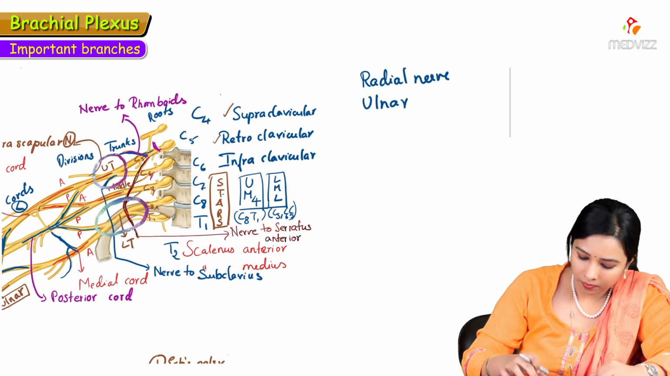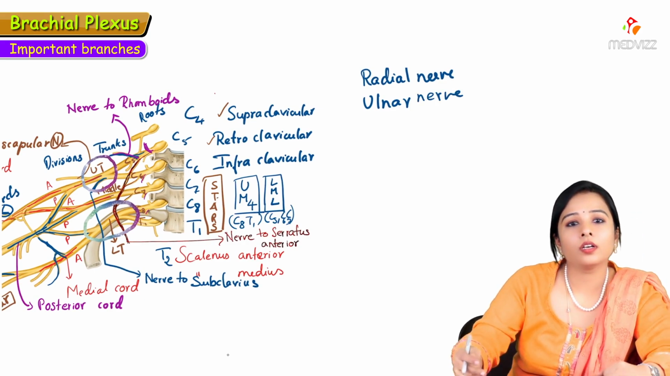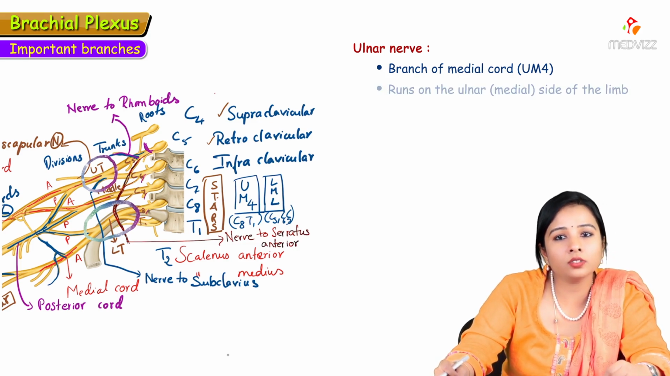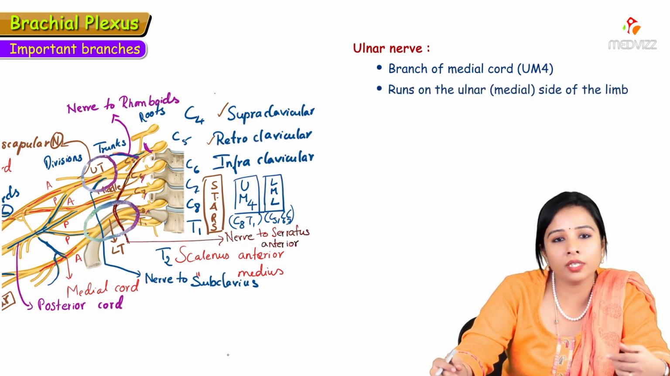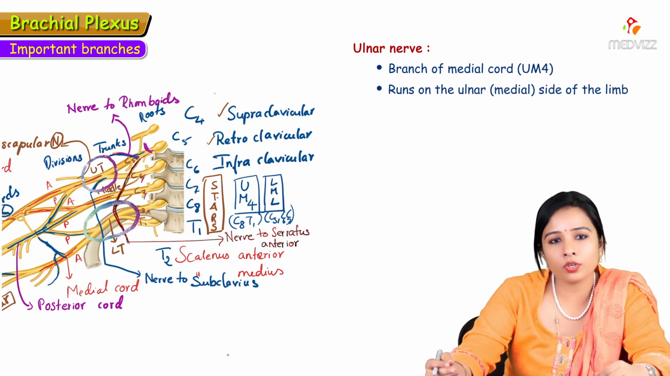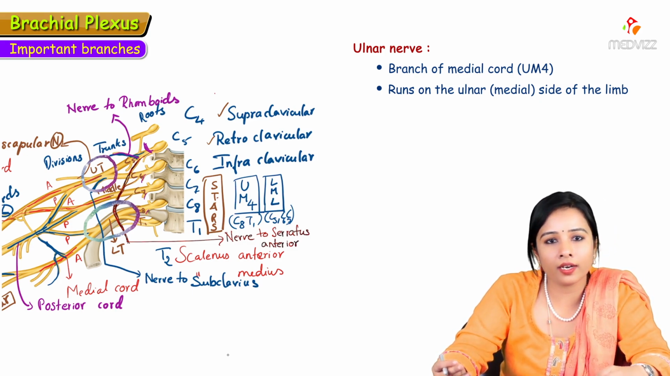The next important branch is the ulnar nerve. The ulnar nerve is a branch of the medial cord of the brachial plexus and runs on the ulnar side, that is the medial side of the upper limb along with the medial side of the forearm, and it supplies most of the intrinsic muscles in the hand.